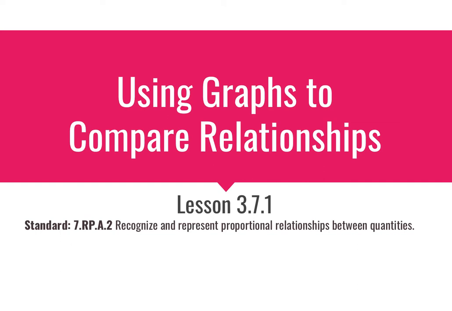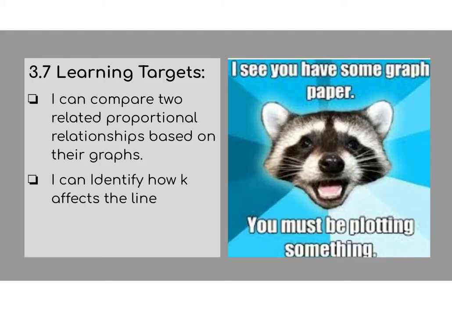In this lesson 3.7, we will be using graphs to compare relationships. Here are our learning targets for this lesson. I can compare two related proportional relationships based on their graphs, and I can identify how k affects the line.